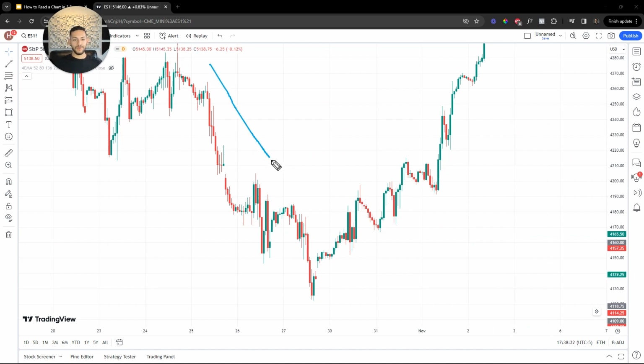We have price coming in a downward trend. We find a support here. I like to draw it across. And we have a failed attempt to continue lower. Price comes back above it, and we change directions.